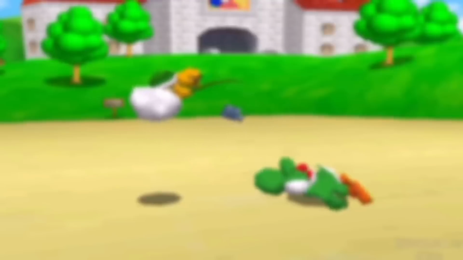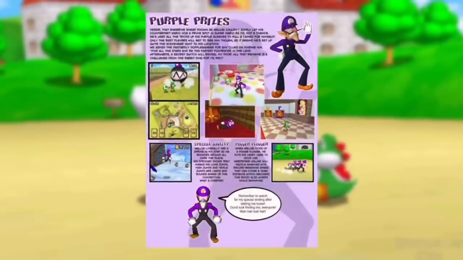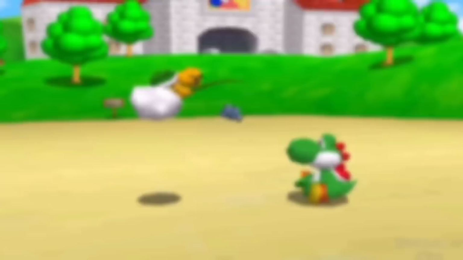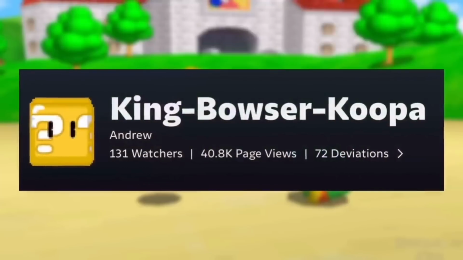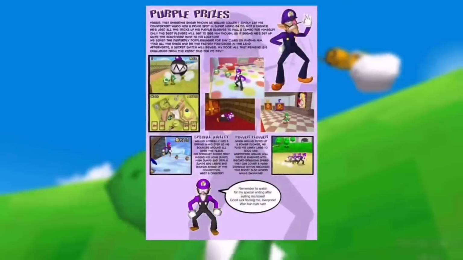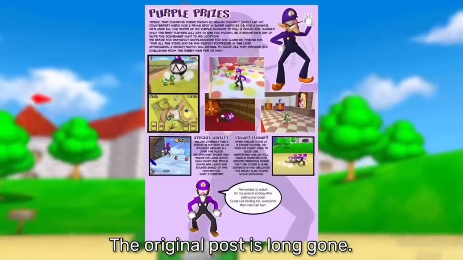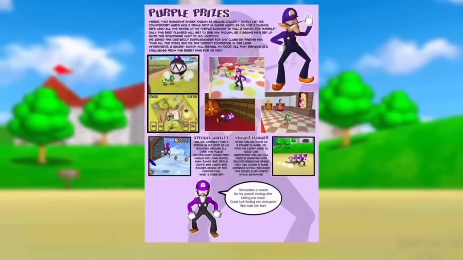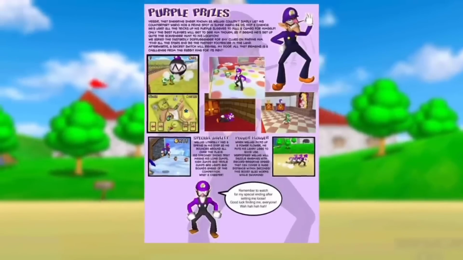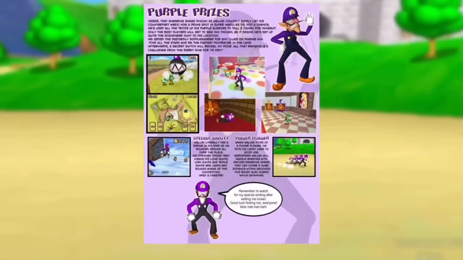However, the rumor that gained the most notoriety was Purple Prizes. In 2005, DeviantArt user King Bowser Koopa posted an image scan of an article titled Purple Prizes and named the submission Waluigi in Super Mario 64 DS. This article suggests that Waluigi can be unlocked in the game and provides hints toward unlocking him, ultimately sending the player on a wild goose chase.